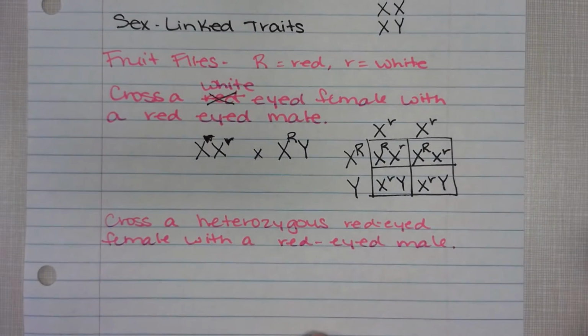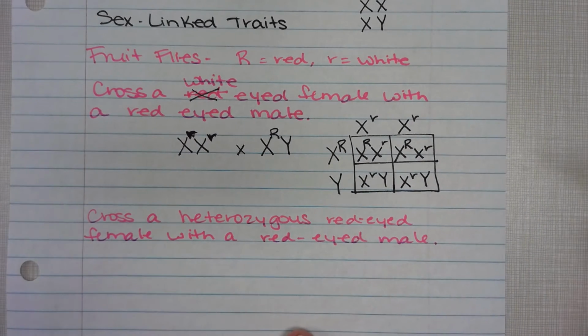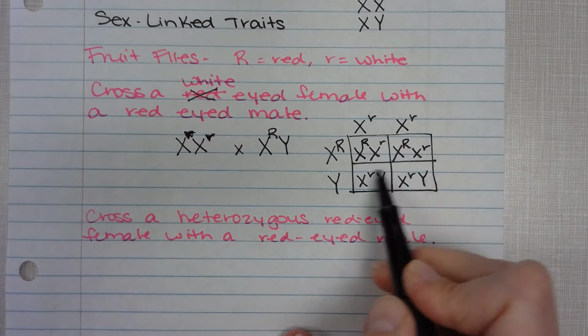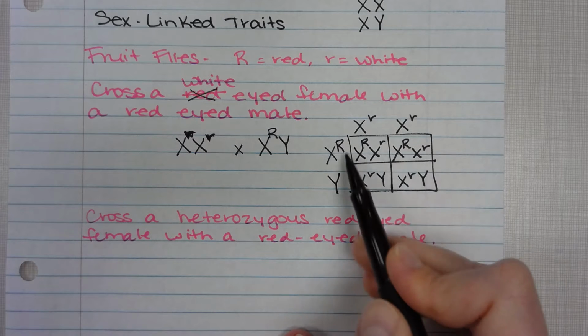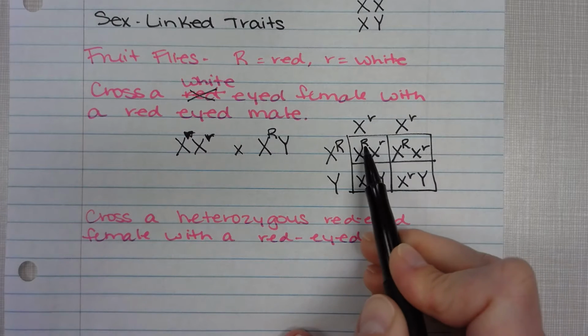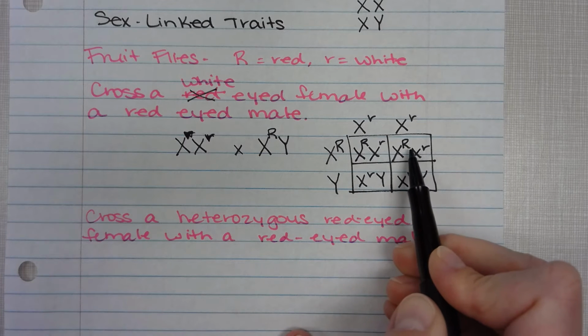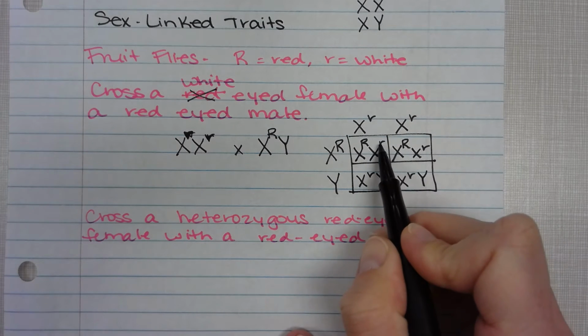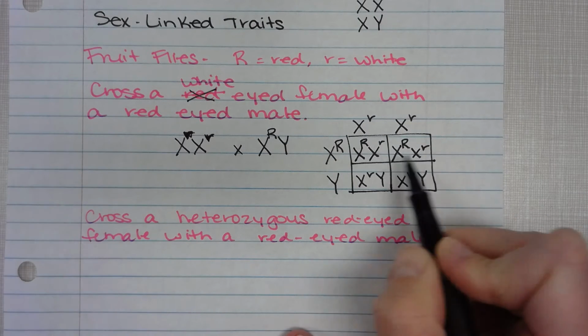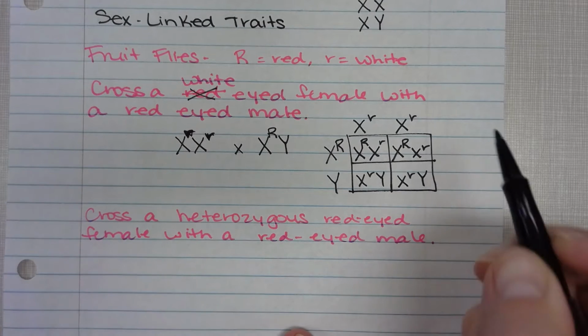So if you're looking at this and saying, okay, what are their offspring's potential? You have females listed on the top here, males on the bottom. Of your females, all of your females would have red eyes, because red is dominant, and they each have one capital R. They carry, it's called a carrier, they carry the recessive allele because they each have the lowercase r as well. But they would be red-eyed, dominant eye color.